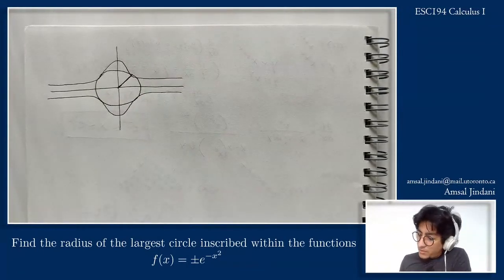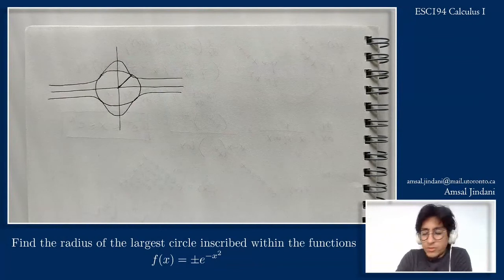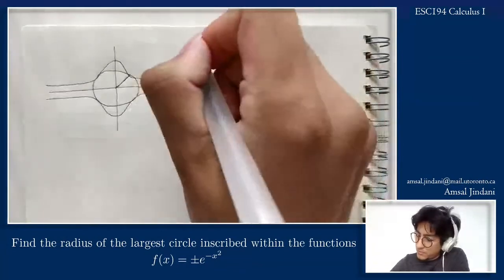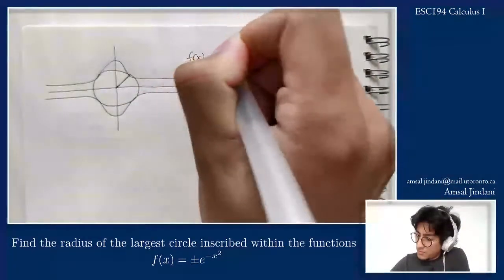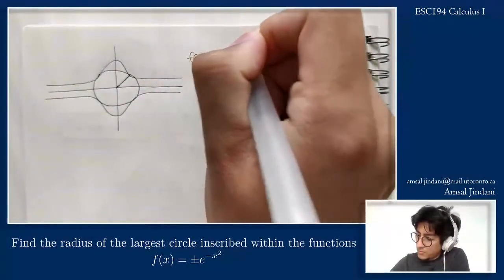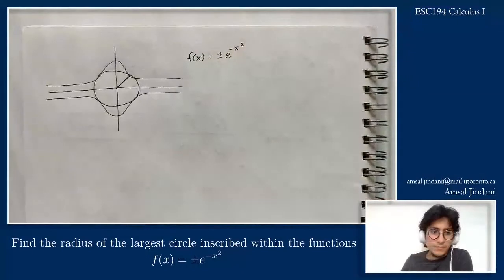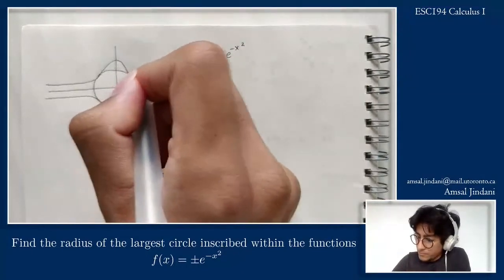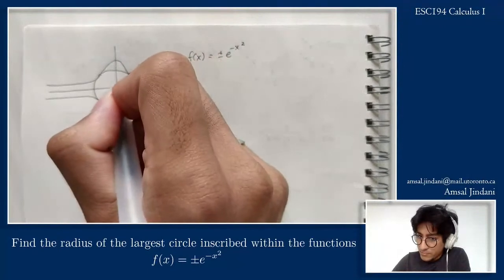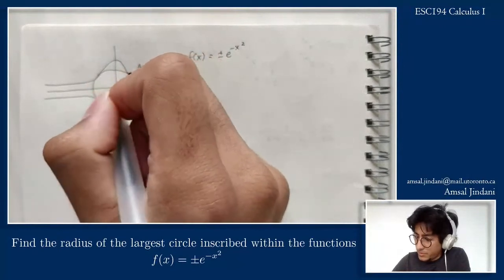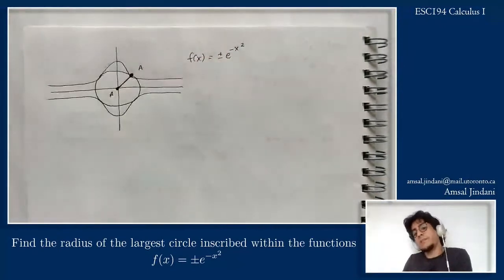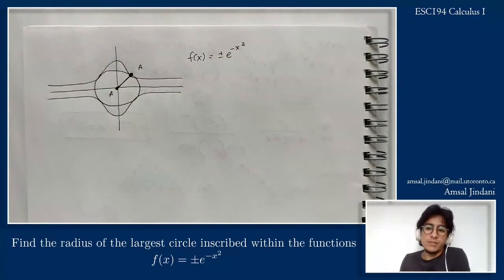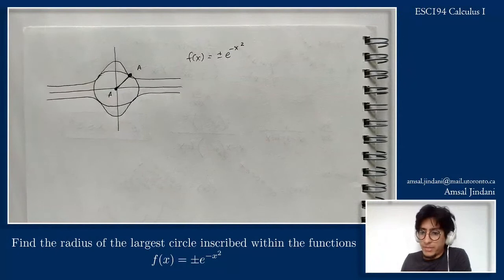Any ideas on how we're going to approach this problem? Minimize the distance between the curve and the origin, get the tangent. Yeah, both of those are basically the same approaches. They should give you the same answer. I'm going to use the minimization approach.